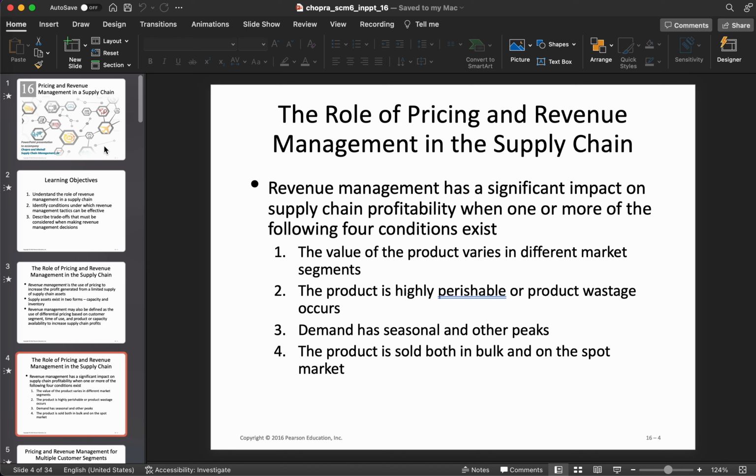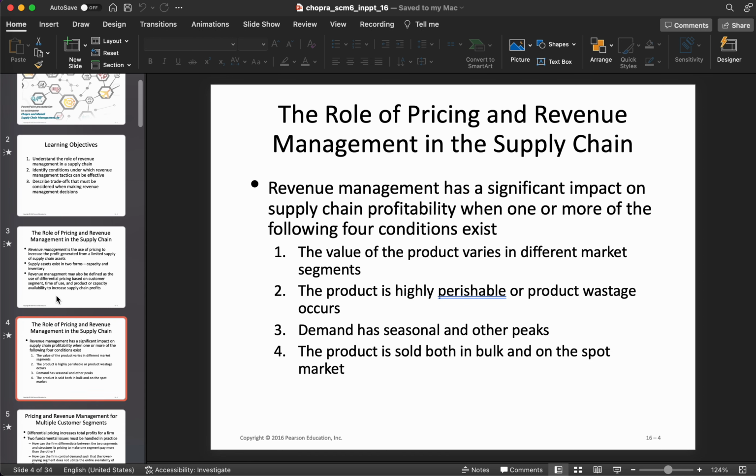Now, the final case where revenue management is useful is when product is sold both in bulk and on the spot market. The best example of this is warehouse space. So, companies sign long-term deals for warehouse spaces, but sometimes companies just need some warehouse space and they buy it on the spot market. So, when a product is sold both in bulk and on the spot market, it is good to have revenue management and variable pricing. Obviously, because if something is sold in bulk, you'll probably get it for cheaper than when it is sold on the spot market, right? Okay, so that's the basic idea of revenue management.